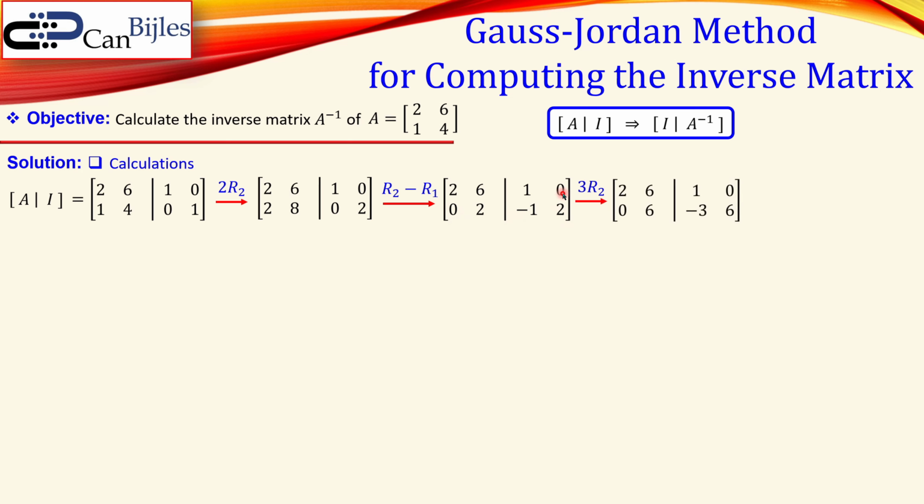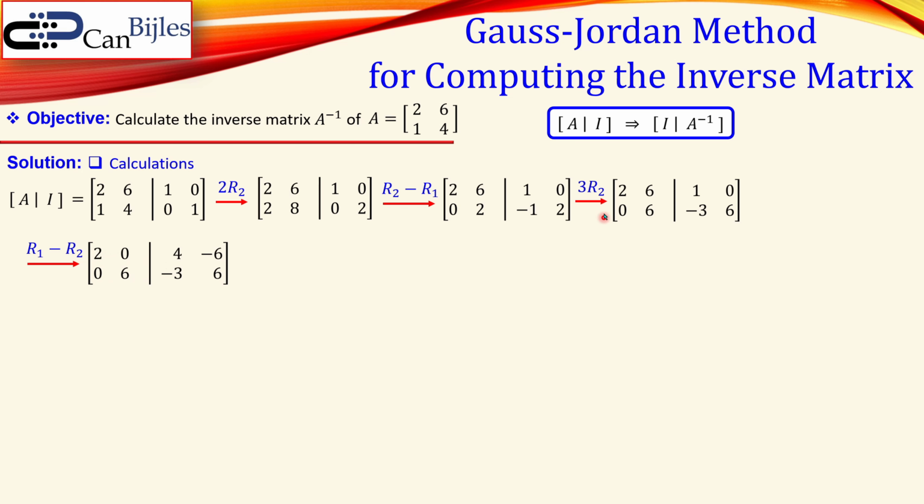So first row we just copy, and second row we do that multiplication by 3. So 0, 6, minus 3, and here also 6. And then the next step, I will do that here. That will be then row 1 minus row 2. So then row 1 will be changing and row 2 will not be changing. So you just copy row 2.